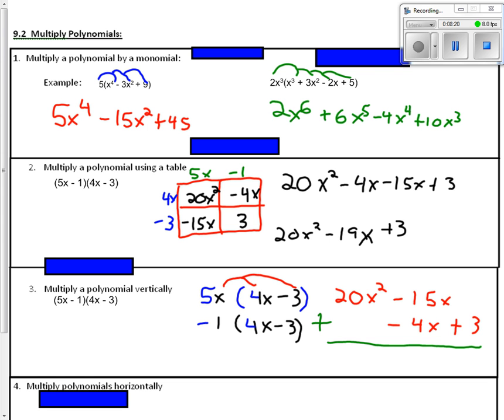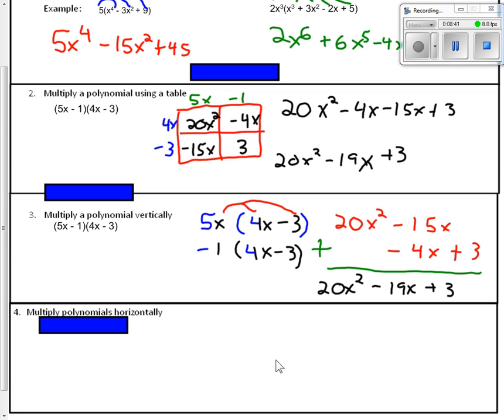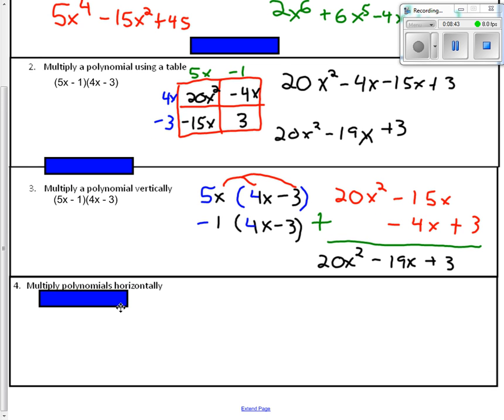And when we add, there's nothing with this x squared, so I end up getting 20x squared. We have minus 15x minus 4x, again, minus 19x. And lastly, plus 3. So there's an example of how we're solving this, doing it vertically. Horizontally, we're going to see the same problem as what we had before.